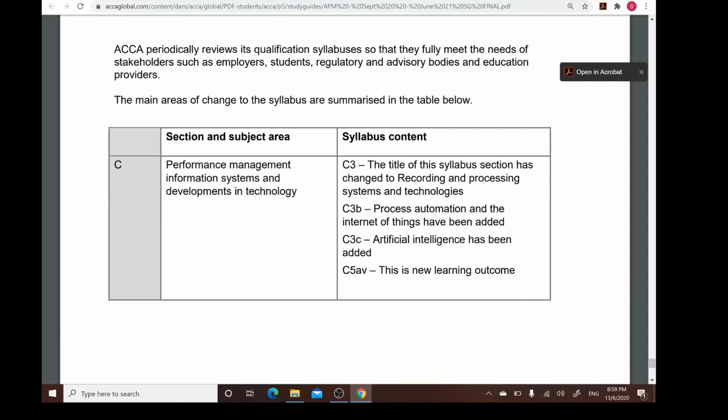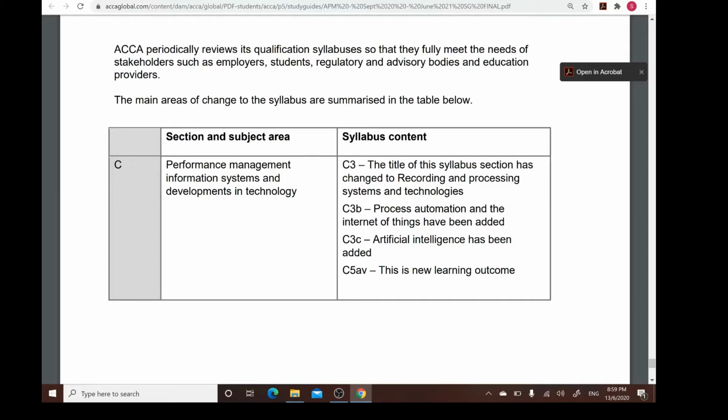Let's have a look at these. The main changes concern information systems and developments in technology. In terms of syllabus content on the right-hand side, we have C3. That's the title of the syllabus section, changed to recording and processing systems and technologies. We believe it's just a title change, but there are some new areas to be added. That is C3B. Let's have a look.